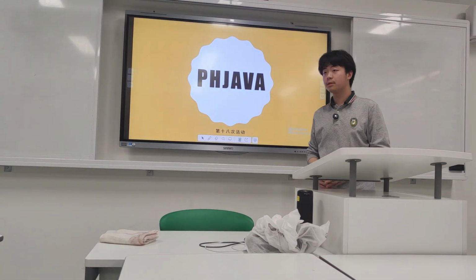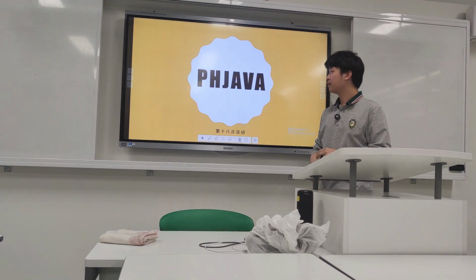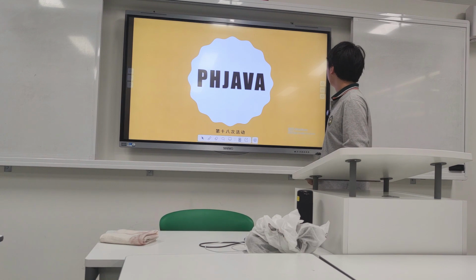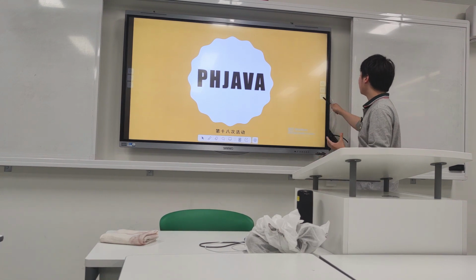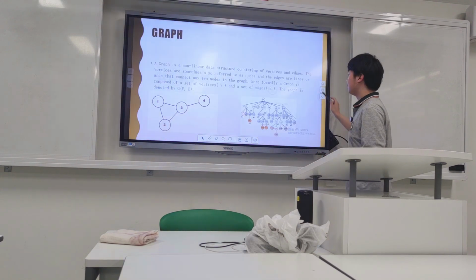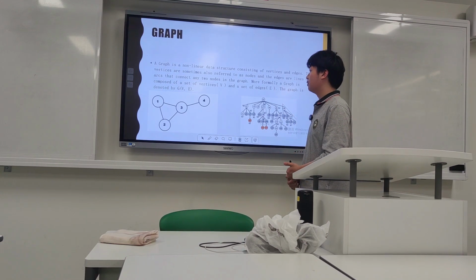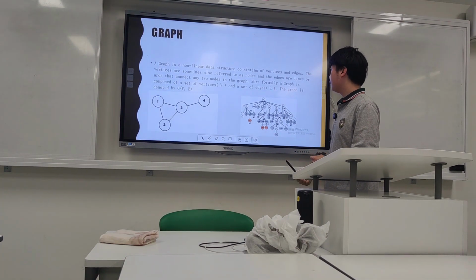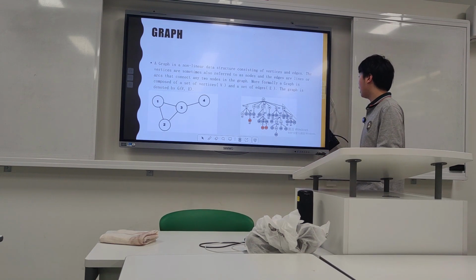Okay, hi everyone. So today we are talking about something a bit more complex, and many people who study coding just hate this part, and it's graphs. So first we'll talk about what a graph is. A graph is a nonlinear data structure consisting of vertices and edges.